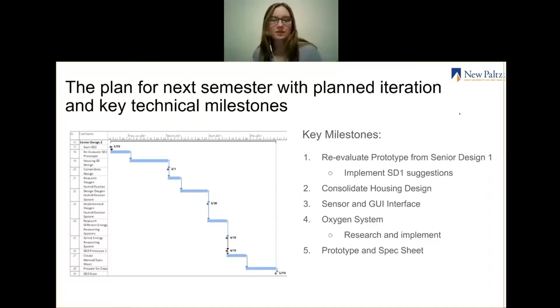Looking on to next semester, our key milestones are going to be reevaluating the prototype from SUNY Design 1 and implementing any suggestions, consolidating the housing design, looking into the sensor interface and the GUI, also looking into an oxygen system, and then coming up with a final prototype and spec sheet.